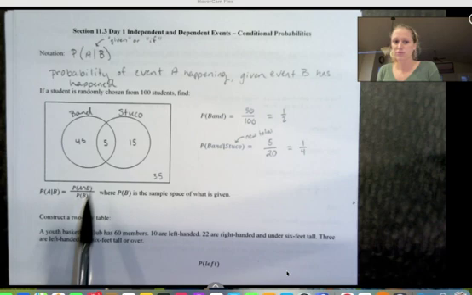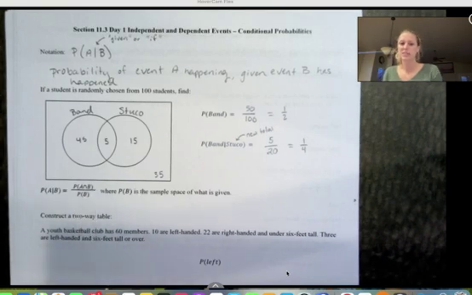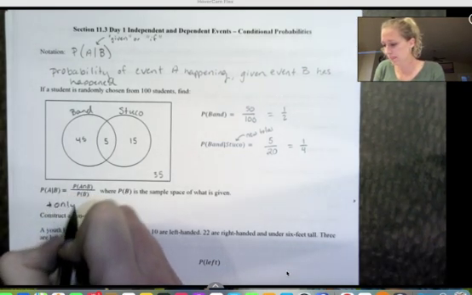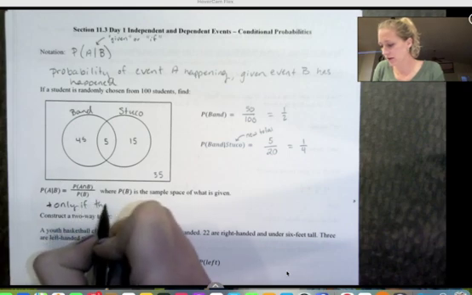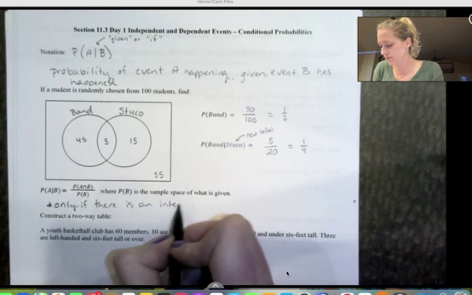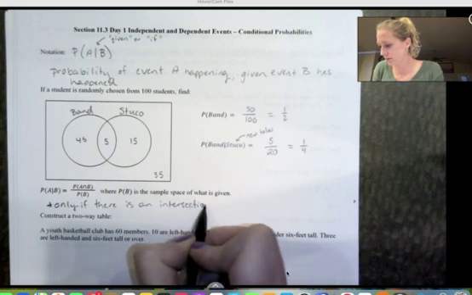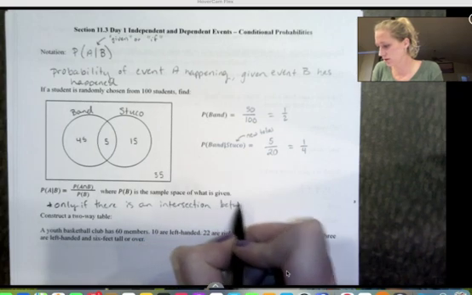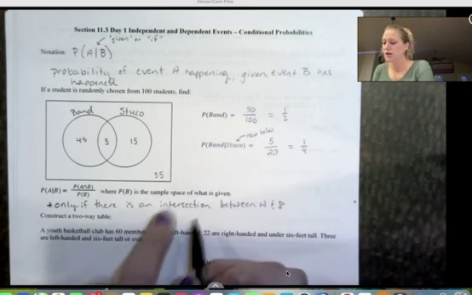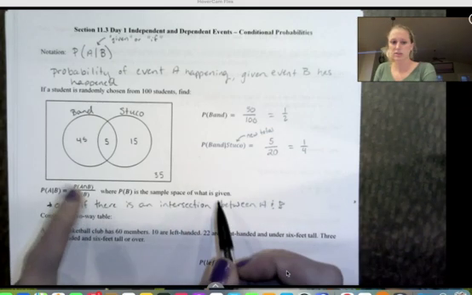Okay, so we could also use this. This is kind of a formula. This only works if there's an intersection between A and B, so I'm going to add that: only if there is an intersection between A and B. I'm just going to show you that this one still works.